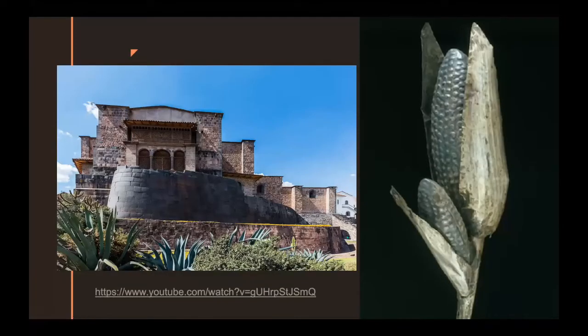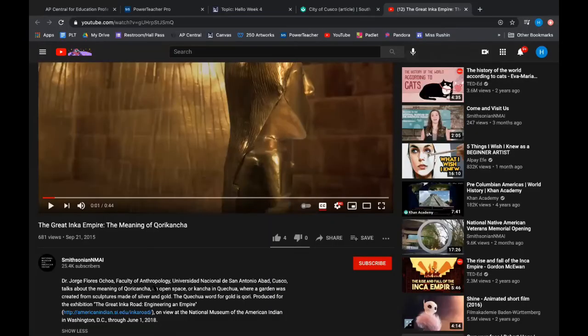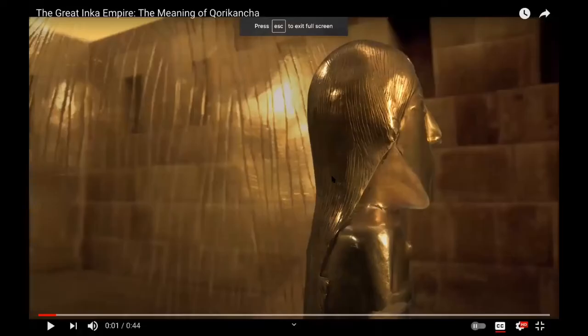All right, so flip to the other side with your maize cobs, and we're going to take a few notes about the maize cob. Okay, here's a quick video of a doctor from Cuzco, a doctor of anthropology, talking about, and we're kind of seeing some ideas of what it would have looked like, the gold inside this temple of gold.